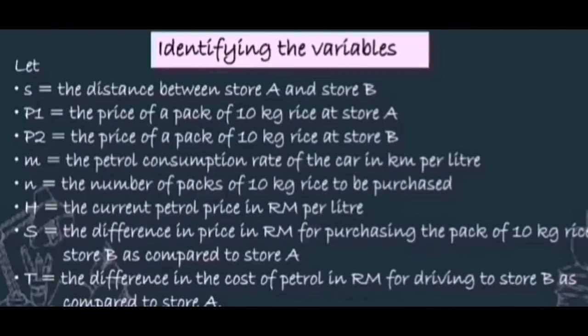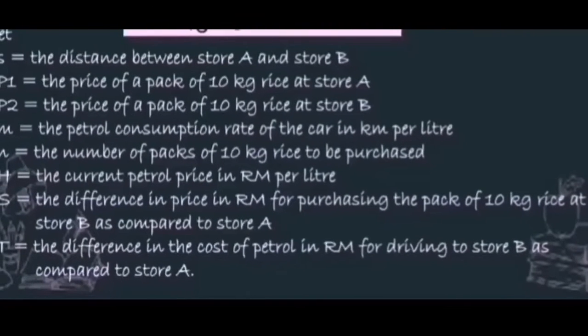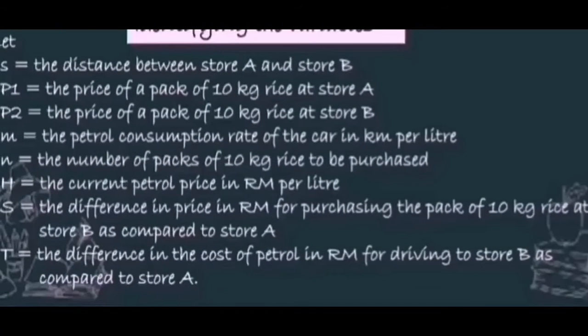S equals the difference in price in ringgit of purchasing a pack of 10 kg rice at store B as compared to store A. T equals the difference in the cost of petrol in ringgit for driving to store B as compared to store A.